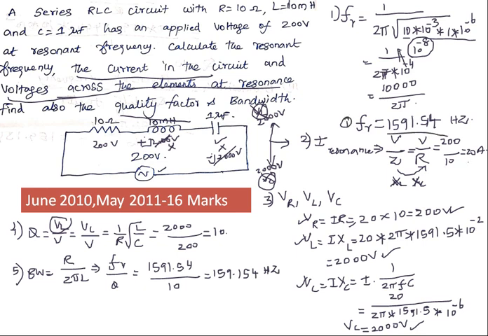The second, resonance current, the current at resonance. Third one, voltage across resistance. Fourth one, voltage across inductance. Fifth one, voltage across capacitance. Sixth one, quality factor. Seventh one, bandwidth.